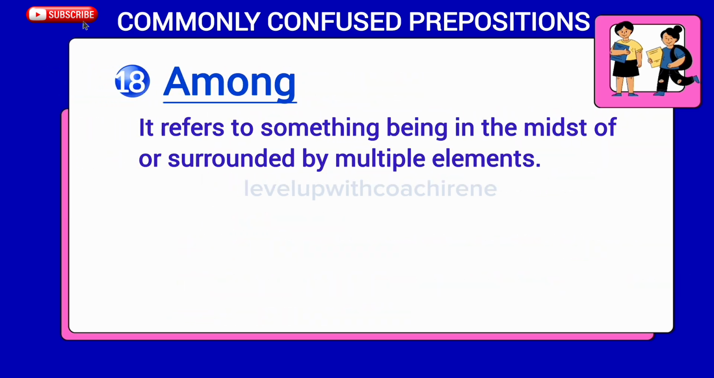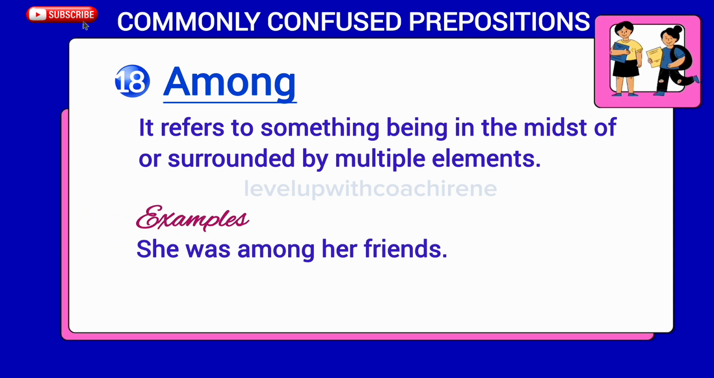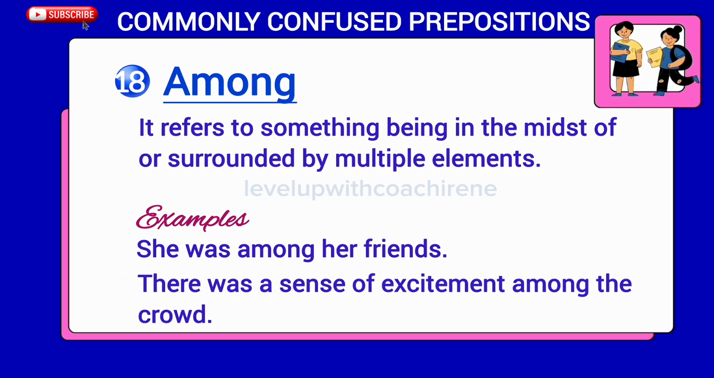Among refers to something being in the midst of or surrounded by multiple elements. It suggests being part of a group where the individual element may not be clearly distinguished. It is used when talking about three or more items or people, especially when they are part of a group. For example, she was among her friends. An additional example would be, there was a sense of excitement among the crowd.